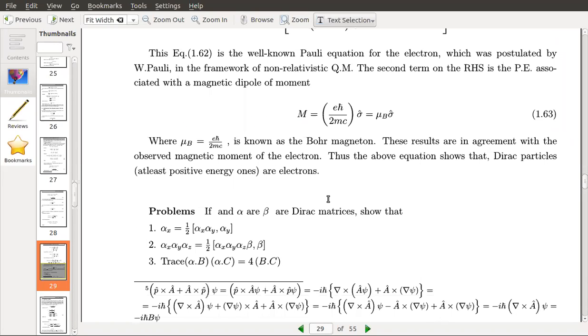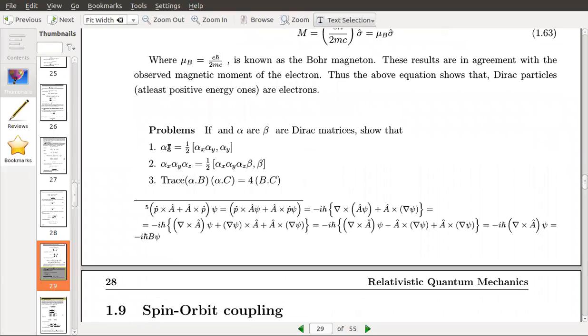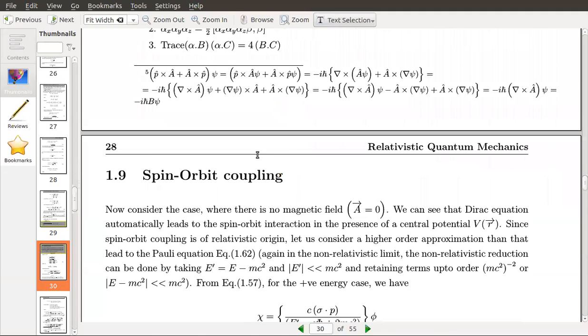Okay. So that is the end of the syllabus. Now you can try these problems. These are very easy problems. You can easily do them. Now actually, let me stop here for recording.